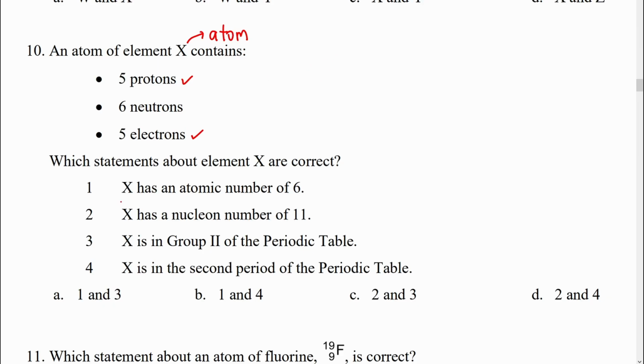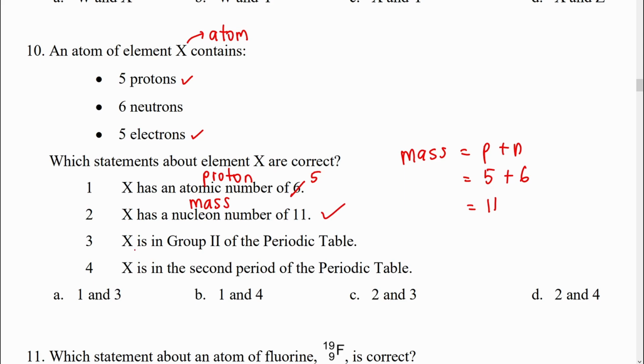Okay, now let's check the statements here. X has an atomic number of 6. Again, what is atomic number? It is the proton number. And the proton number here is not 6, but 5. Next, X has a nucleon number of 11. What is the nucleon number? It is the mass number, right? So if you still remember the formula, mass number equals P plus N. P means proton, how many protons does it have? 5, and N is neutron, so 6. So 5 plus 6 is 11, so that's correct.